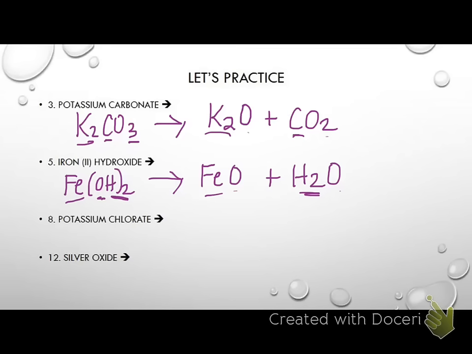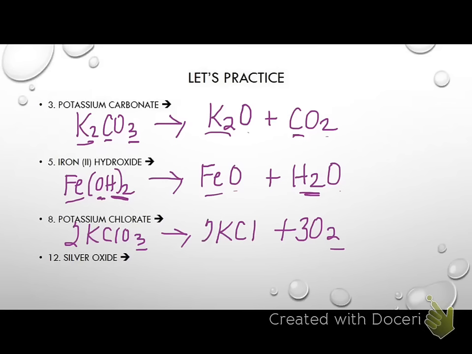Potassium chlorate, KClO3. If I look at my list, it tells me a metal chlorate decomposes into a metal chloride and oxygen. So it's going to get just KCl, plus oxygen, which is O2. When I balance this, I see a 3 and a 2, so the only way to do that is to make it 6. So I'm going to put a 2 in front of the KClO3, a 2 in front of the KCl, and then that will require me to have a 3 in front of the O2. Always write your equations correctly before you try to balance them.